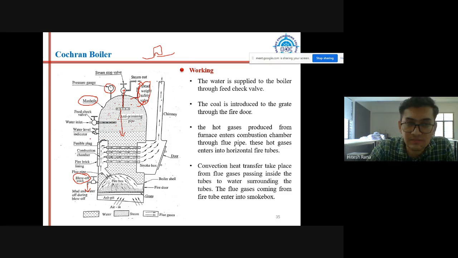And one more safety device is attached over here, that is the fusible plug. That is also a safety device. Fusible plug. ये plug जो होगा वो क्या करता है? So first of all, let's go by its name, fusible plug. It can fuse. So this fusible plug, what will happen?